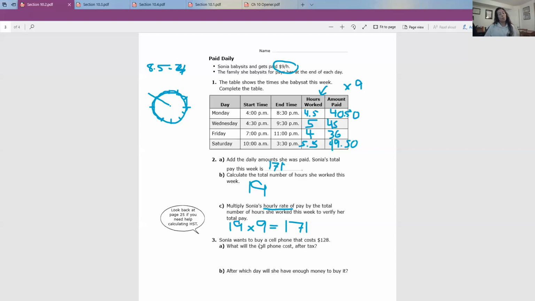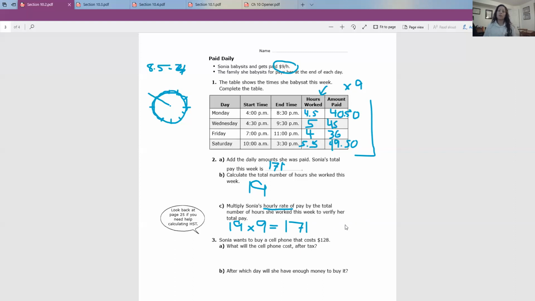So this is a different way to calculate her total. You can either calculate them individually and add them up like we did here, or you can take the total number of hours and multiply by the wage. It's a little bit less work, it's a little bit faster. So they're just trying to show you a different way.